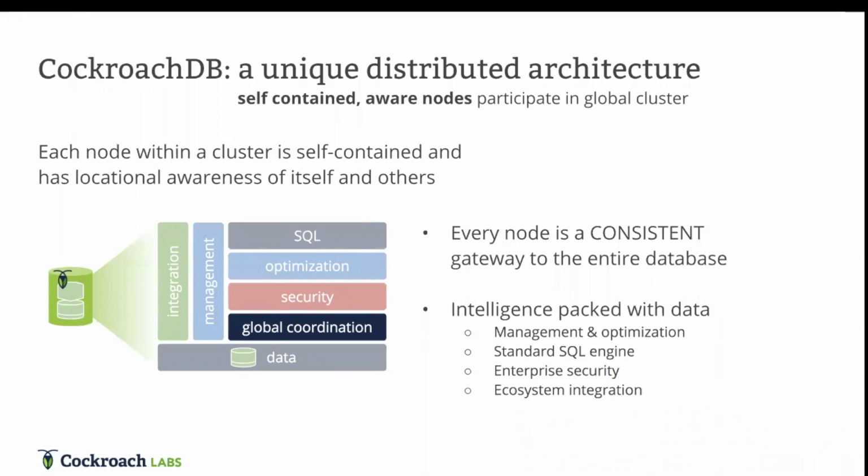But in CockroachDB, we provide all the capabilities around integration and management, security. We actually have a cost-based optimizer. We're doing some vectorized query execution. There are some really interesting things in CockroachDB in its own right.